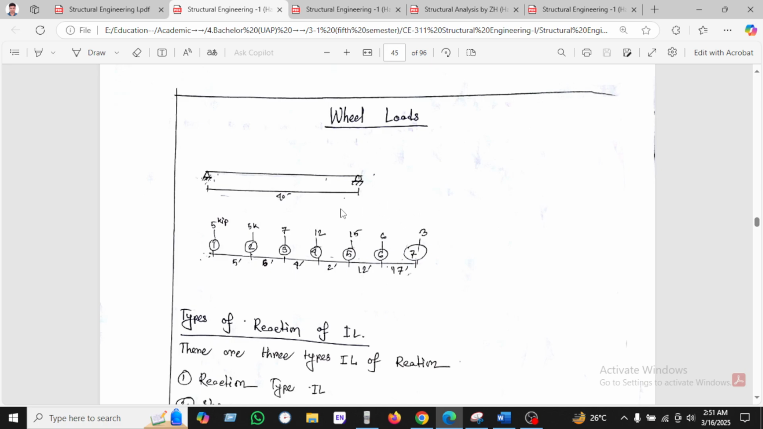Here is the girder or bridge, you can say 20 feet, and you can see different types of load: 7 wheels, which are 5 kg, 5 kg, 7 kg, and 20 you can consider it.